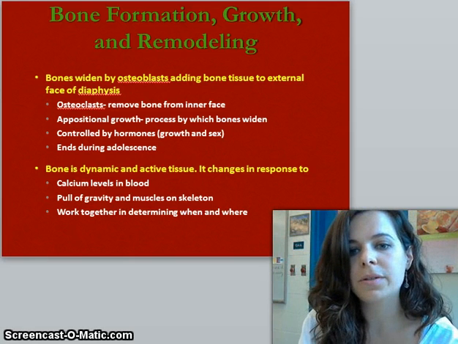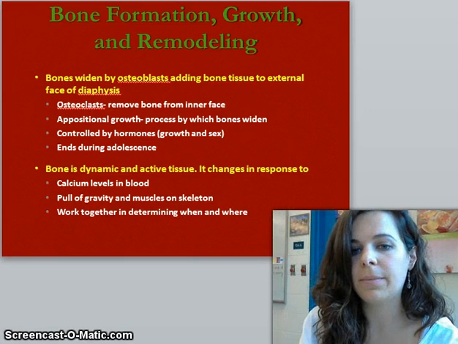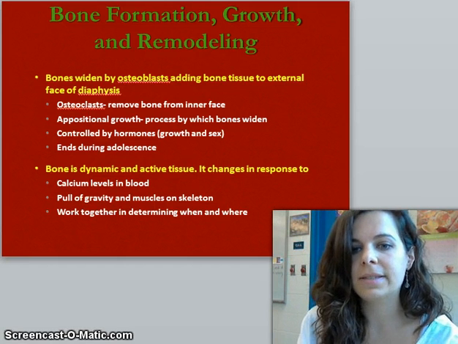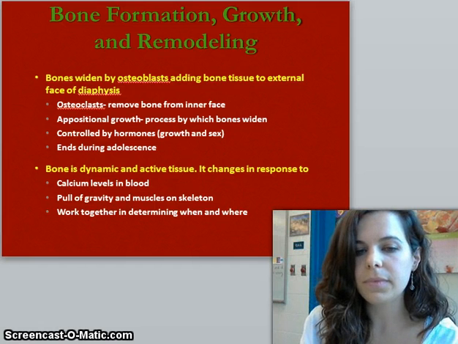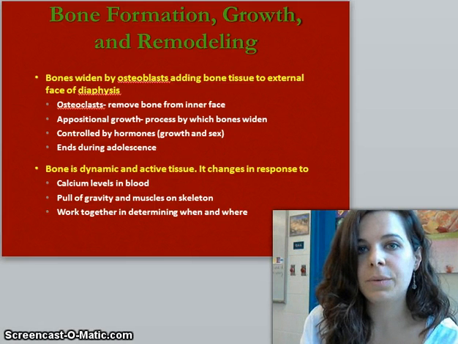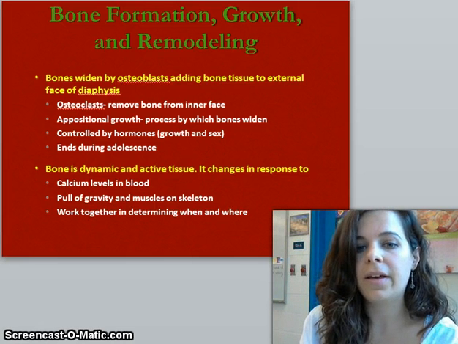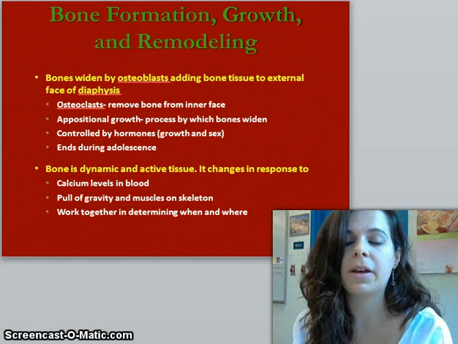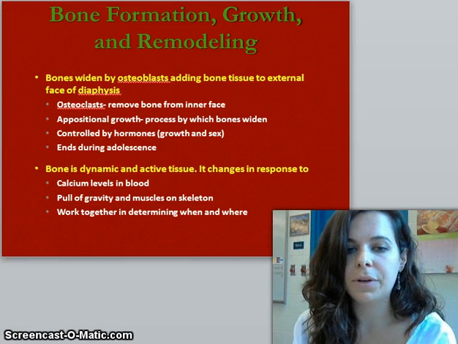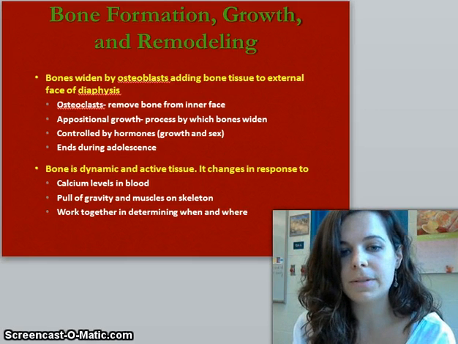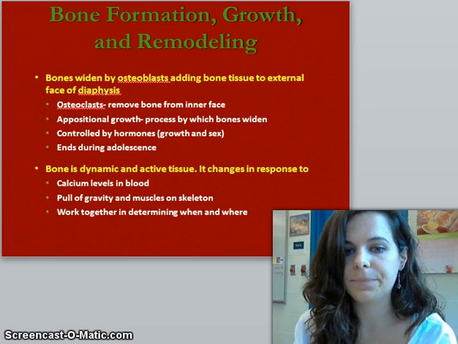As you grow, bones also widen, so they don't just grow in length, but they widen. And so what happens is the osteoblasts add bone tissue to the diaphysis. As your bones grow wider, the osteoclasts are going to remove bone from the interface so that your medullary cavity also grows wider. So this is called appositional growth. It's controlled by your hormones, and it ends during adolescence.